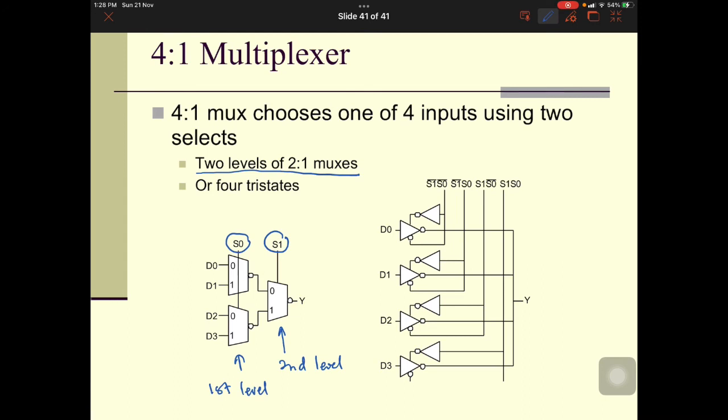Okay, another method is to use 4 tri-state buffers. So as you can see here, 4 sets of tri-state buffers. You have D0, D1, D2, D3. One set of tri-state buffer for each input. So this one will implement the 4-to-1 multiplexer.